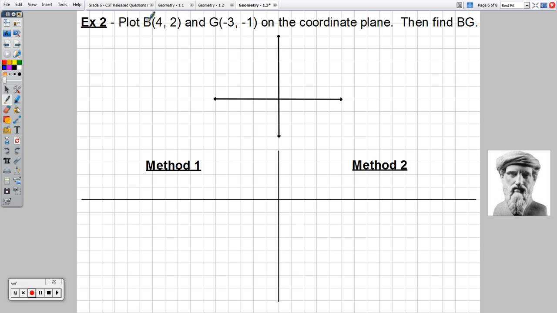Example 2, plot B at 4, 2. Okay, I'm going to do that first here. 1, 2, 3, 4, and up 2. There's point B right there. And G is at -3, -1. So back 3, down 1. There's G right there.